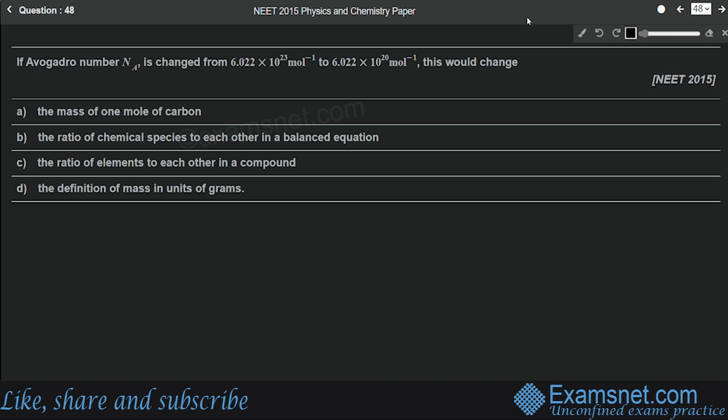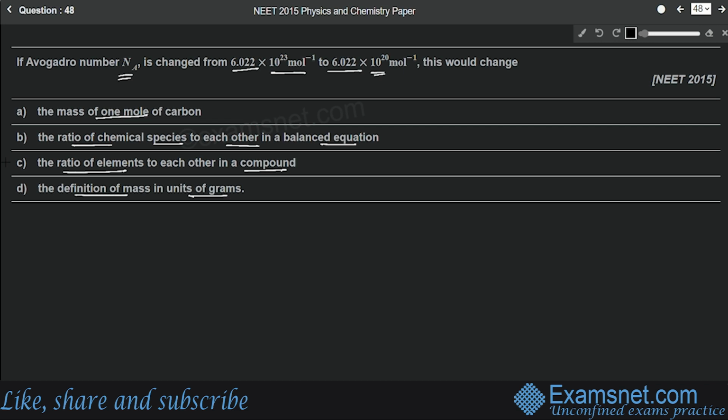Now the next question is again from mole concept. If Avogadro number Na is changed from 6.022 into 10 to the power 23 per mole to 6.022 into 10 to the power 20 per mole, then this would change: Option A, the mass of 1 mole of carbon. Option B, the ratio of chemical species to each other in a balanced equation. Option C, the ratio of elements to each other in a compound. And option D, the definition of mass in units of grams.